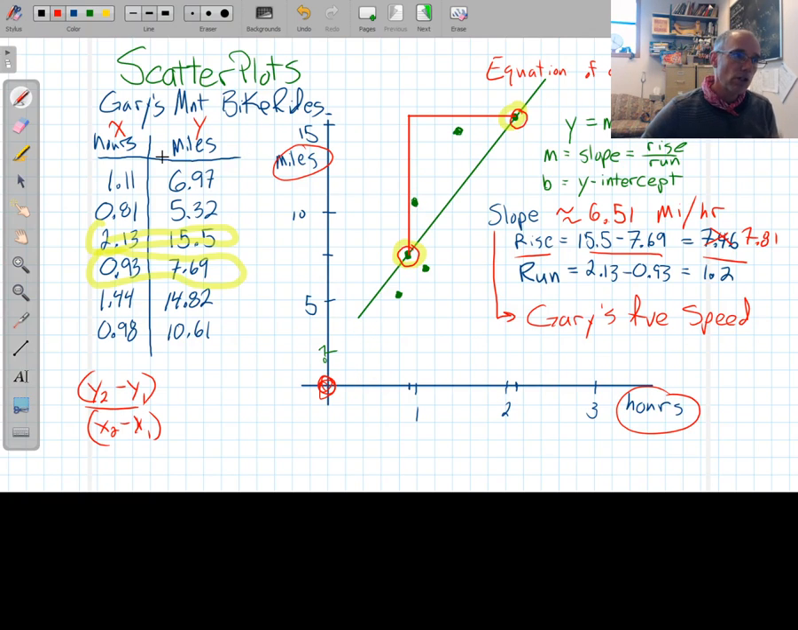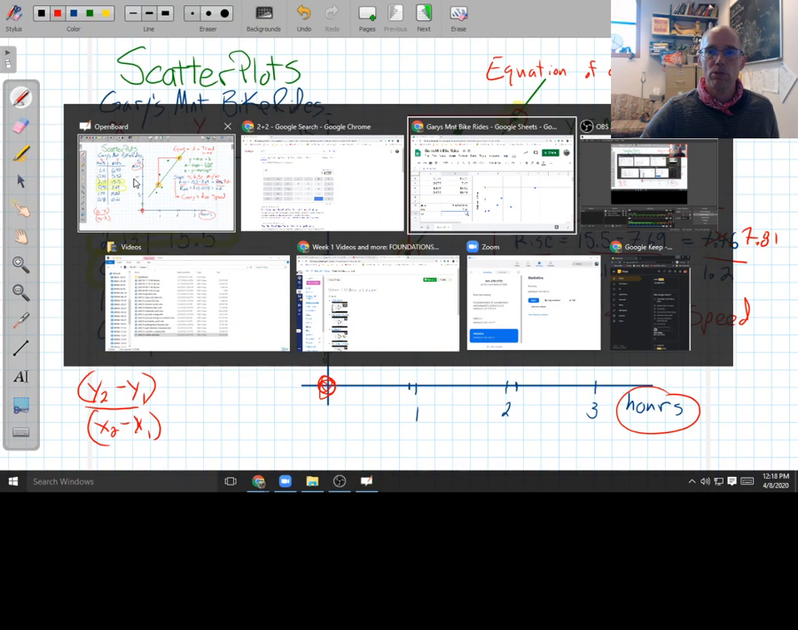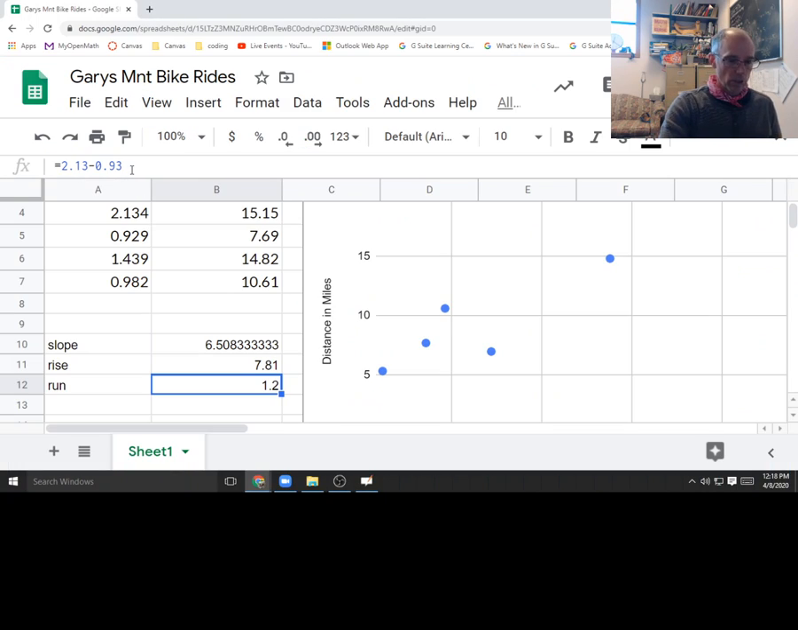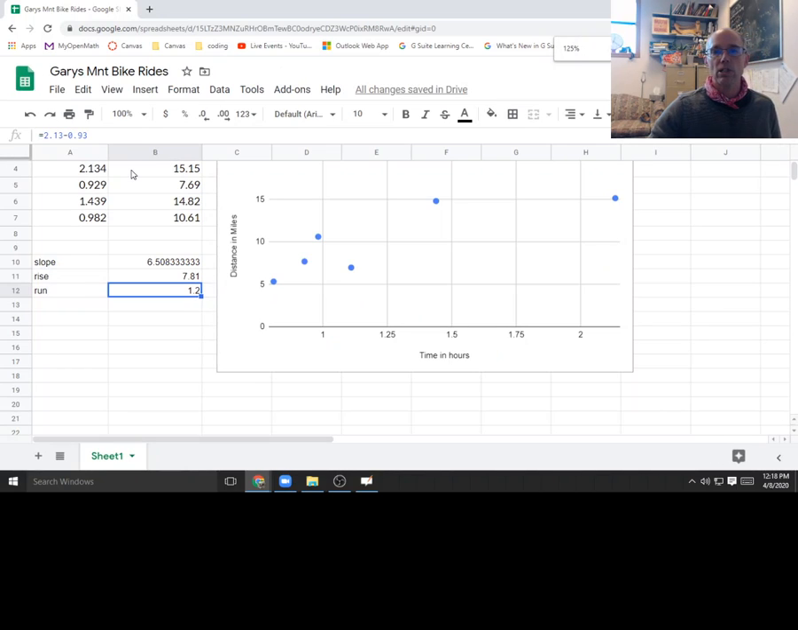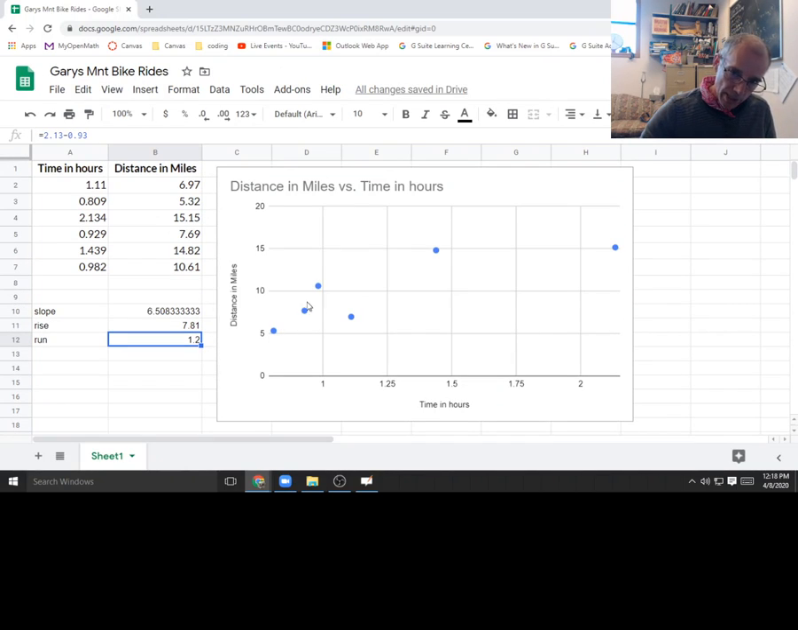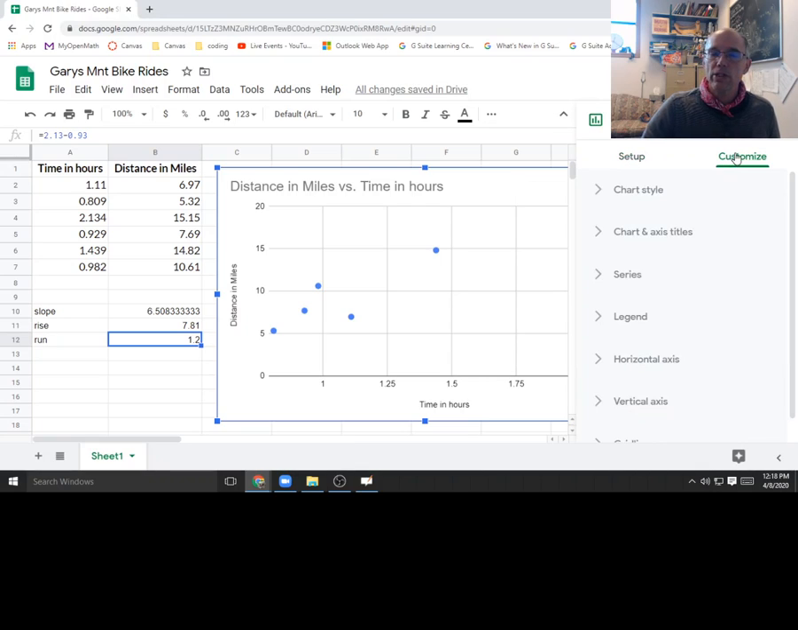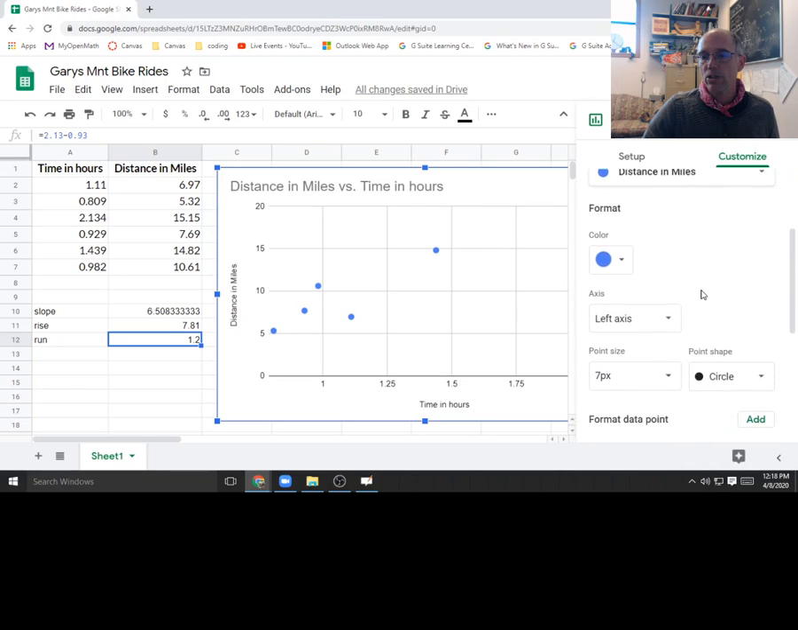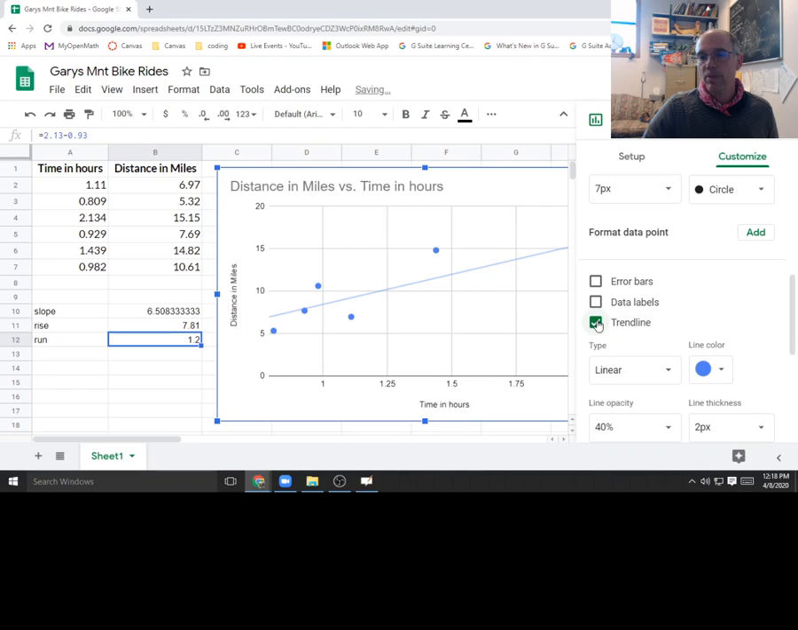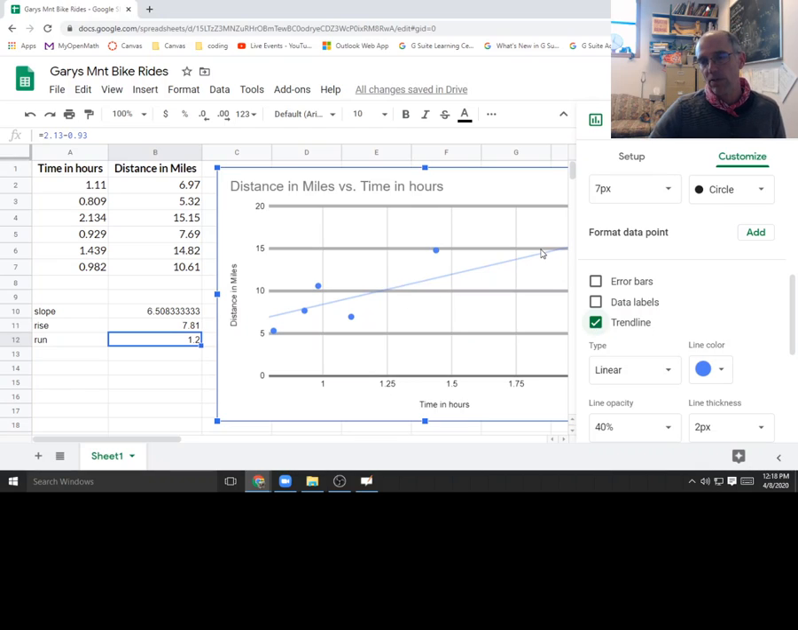I'm going to ask the computer to find it, and that does it a little bit different. So earlier, in the last video, I asked the computer to make a scatter plot. And it turns out I can edit this chart. In Google Sheets, I click on the chart and then edit, and I switch from setup to customize. The series are the points, and what I want to do is add a trend line. And then Google says, yeah, I can find a trend line.